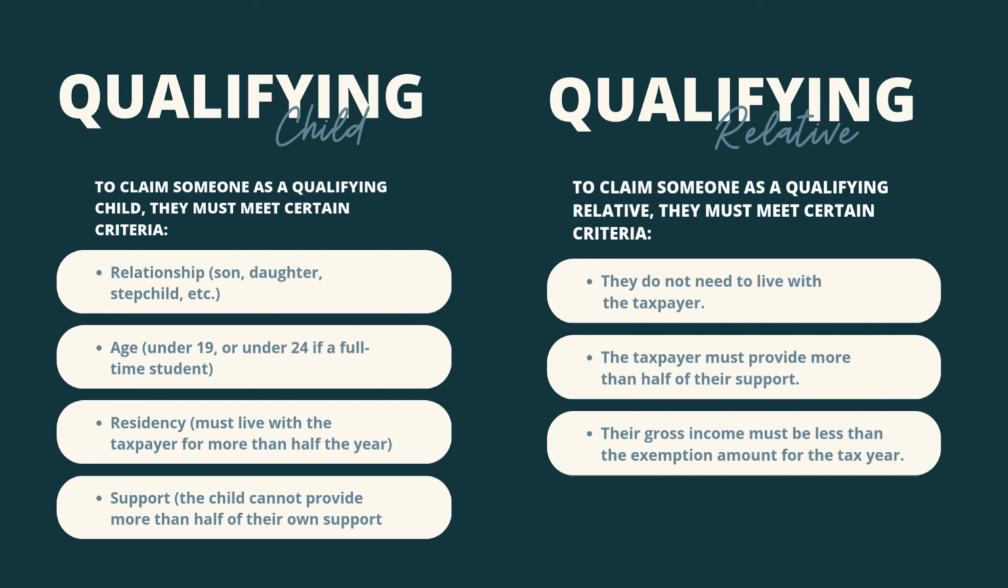On the other hand, a qualifying relative doesn't necessarily have to be a child. They could be a parent, a sibling, or other relatives who live with their client or meet the relationship test. However, their income must be below $4,300 and your client needs to be providing more than half of their financial support. These distinctions are important because they determine whether your client qualifies for dependent related deductions and credits.